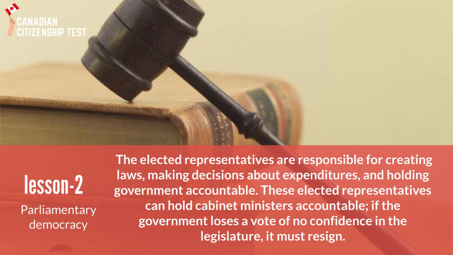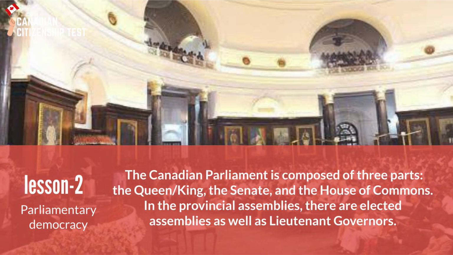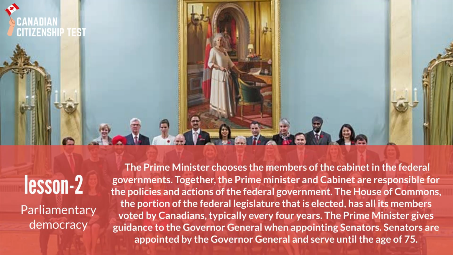If the government loses a vote of no confidence in the legislature, it must resign. The Canadian Parliament is composed of three parts: the Queen-King, the Senate, and the House of Commons. In the provincial assemblies, there are elected assemblies as well as lieutenant governors. The Prime Minister chooses the members of the cabinet in the federal governments. Together, the Prime Minister and cabinet are responsible for the policies and actions of the federal government.